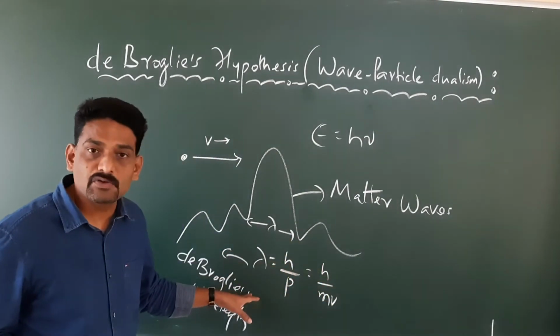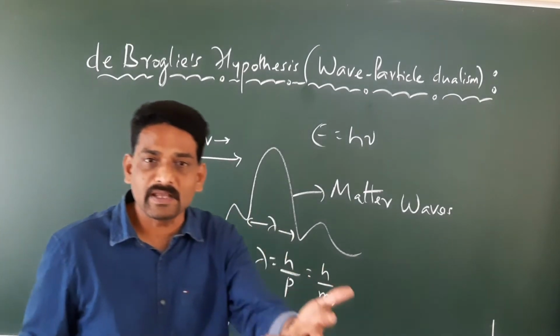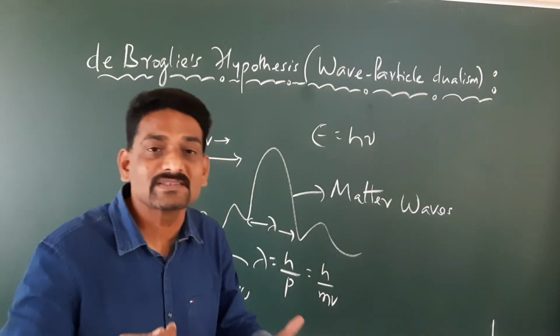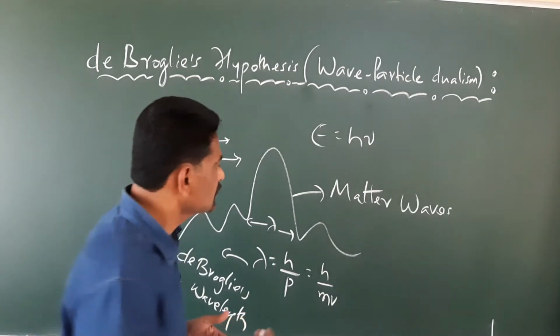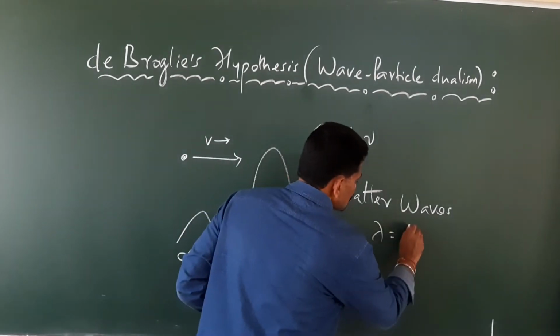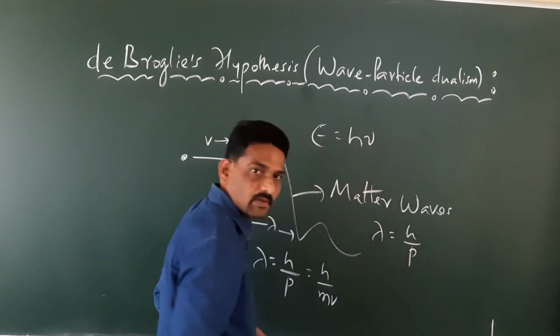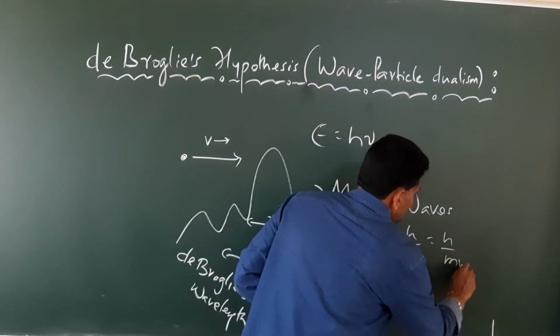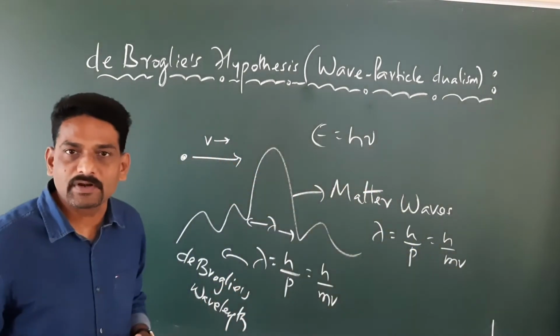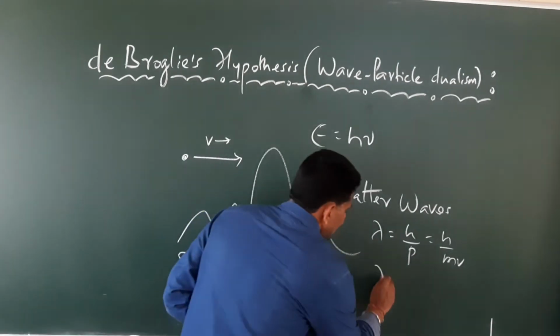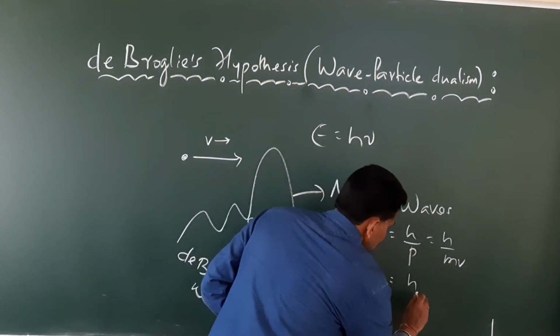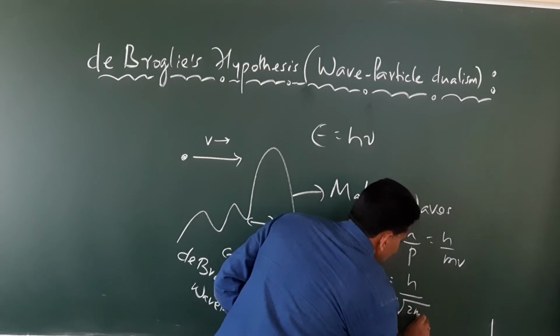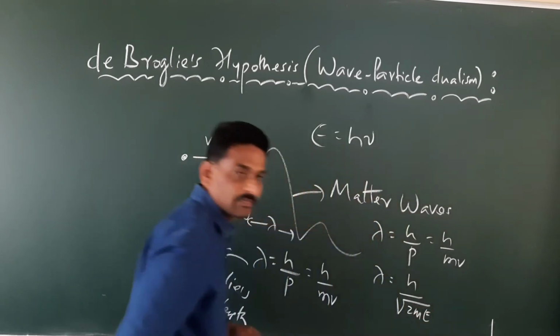So this de Broglie wavelength can also be expressed in some other forms. Which are those forms? We can say lambda equals h by p, one form, that is equal to h by m into v, the other form of the de Broglie wavelength, or we can say lambda equals h by the square root of 2mE.